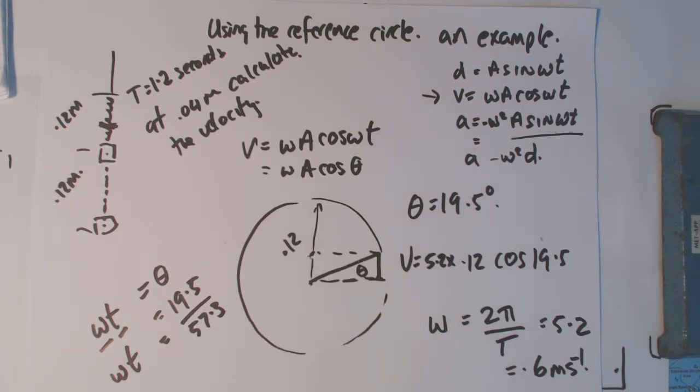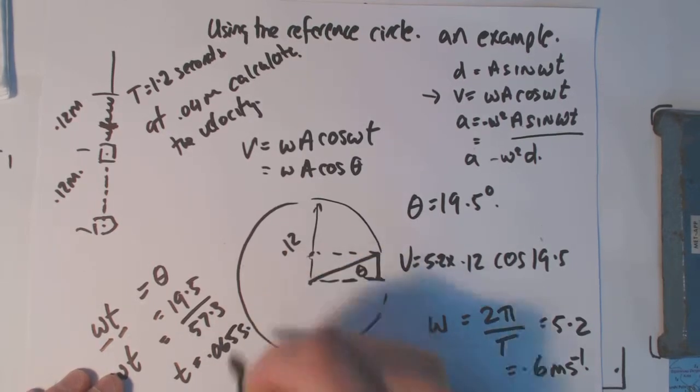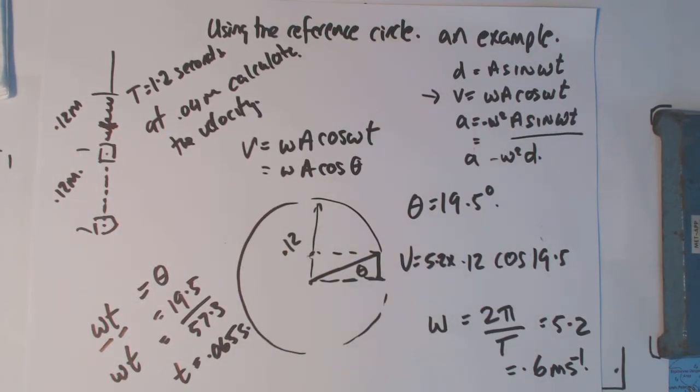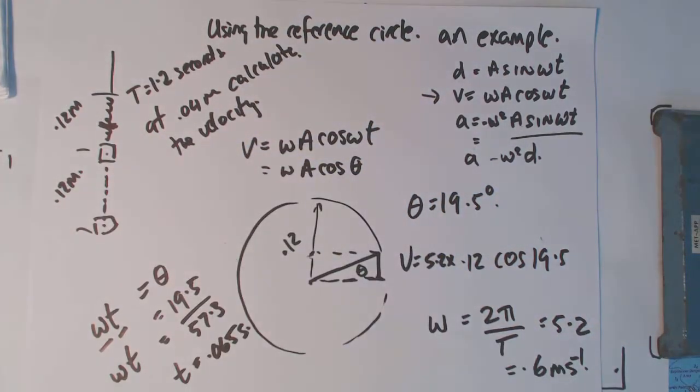So 19.5 divided by 57.3, I get 0.34 or something. All I need to do is divide it by my omega, which was 5.2, and I've got my t at 0.065 seconds. Does it seem reasonable? Well, it does if this whole thing is going up, all the way down, and back up again in 1.2 seconds. So that's our first example using a bouncing mass. I'll do another example using a pendulum, but I'll put that in another video.